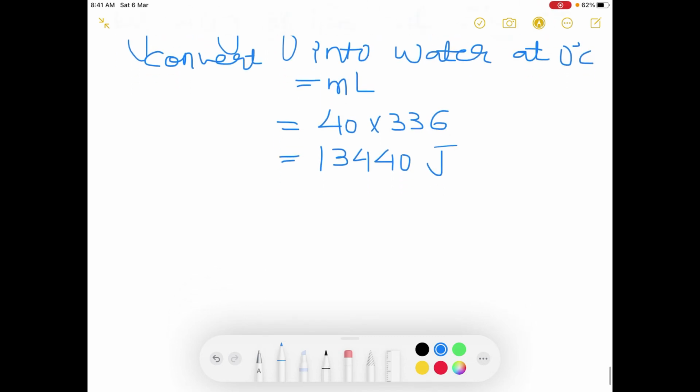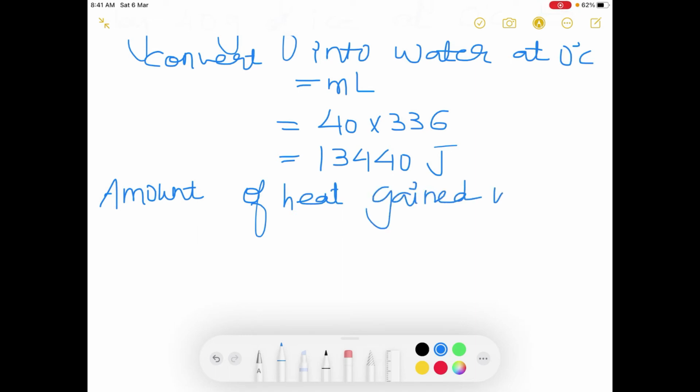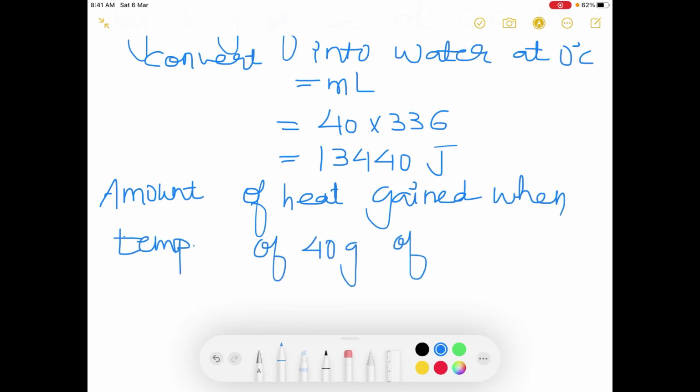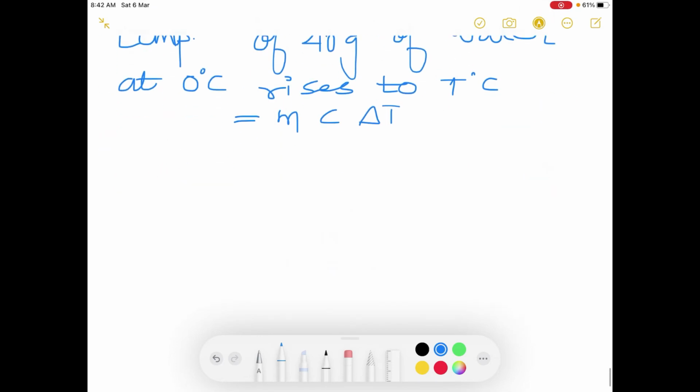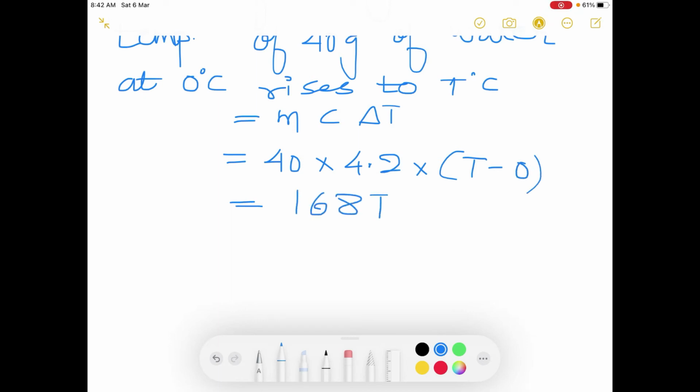Now it has become water, and the water has to go from 0 degree Celsius to T degree Celsius. Okay, so amount of heat gained when temperature of 40 gram of water at 0 degree Celsius rises to T degree Celsius will be given as mc delta T. So 40 multiplied by 4.2 multiplied by T minus 0, that is equal to 168 T.